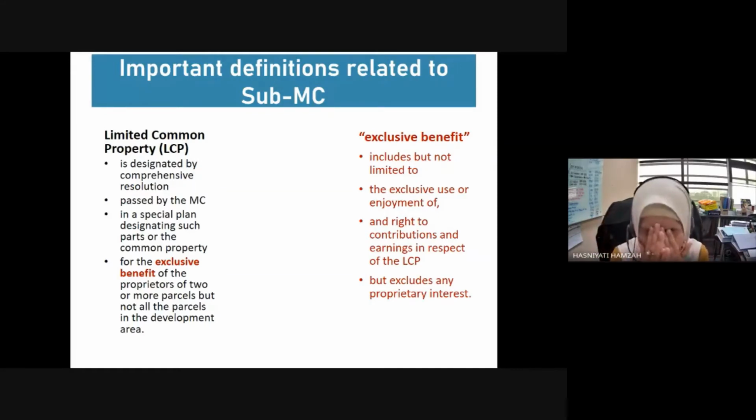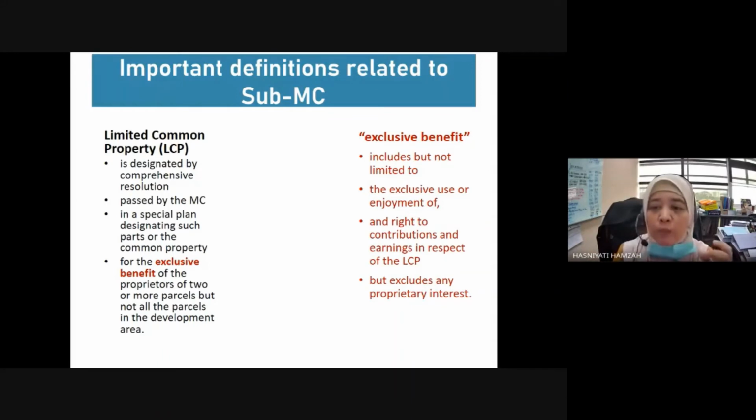Not own, wrong, cannot use own. Who enjoys the limited common property. The reason why I corrected myself just now, you cannot say you own the limited common property because the last one excludes any proprietary interest. You don't own the lift, you don't own the lobby, you just have the right to use. Having the right to use and owning something are 2 different things.